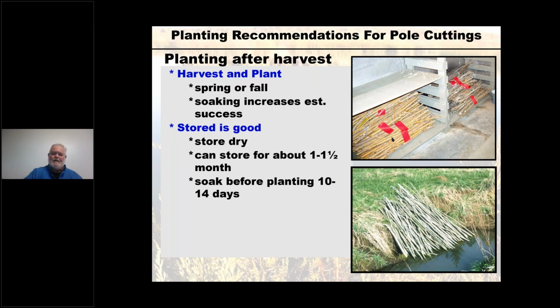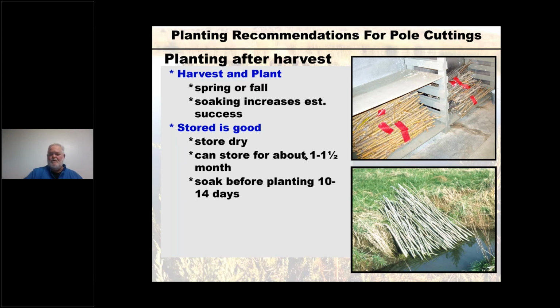Do not wrap them in wet burlap. Don't put wet newspapers on them. Don't spray them with water. Don't do anything. Just put them in a cooler that's about 34 to 36 degrees Fahrenheit, and just store them dry. Of course, the key to this is soaking them before you plant them.